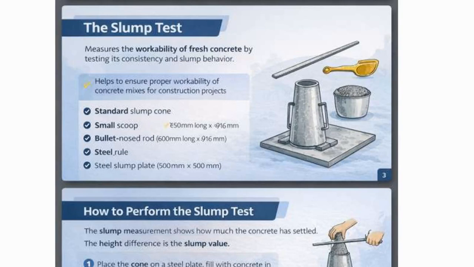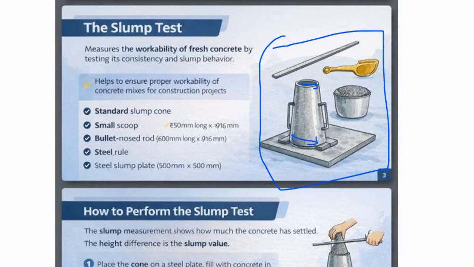For the slump test, we need these tools. You can see in this image, we need a standard slump cone. The slump cone's standard top diameter is 100 millimeter and bottom diameter is 200 millimeter, and the height is 300 millimeter. This is the standard slump cone. And we also need a small scoop to put concrete in the cone.